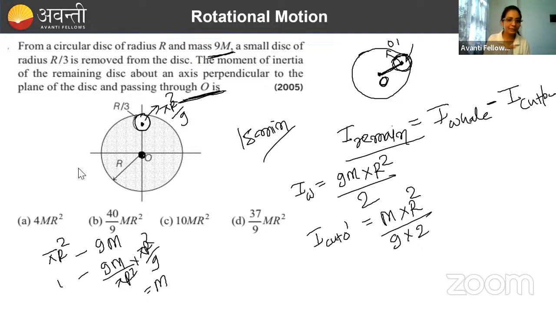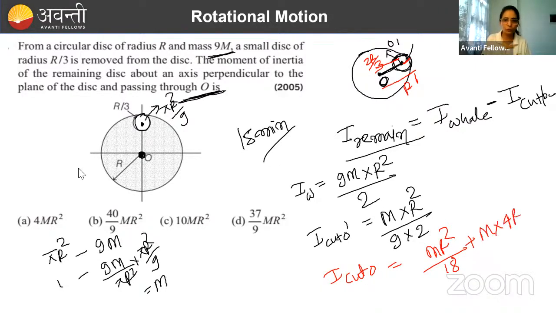Done. So what is the distance between these two centers? This distance is your R. Done. And this distance is your R by 3. So this distance will be how much? R minus R by 3, that is your 2R by 3. Done. So this distance is 2R by 3. Now calculate the moment of inertia around O. So it will be equal to mr square by 18 plus mass into that distance ka square, so that is your 4r square by 9.